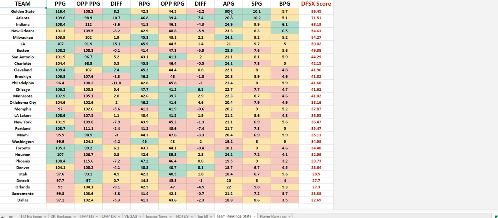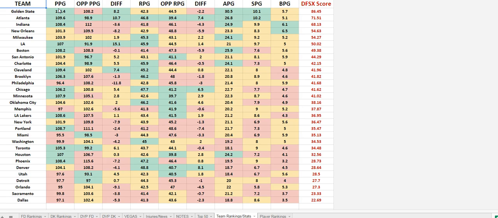differential. It shows the team's assists per game, steals per game, blocks per game, and then it has our custom score, which is another custom scoring system that I created to measure fantasy production. So obviously, the higher that number, the better it is to target that team for fantasy point value.